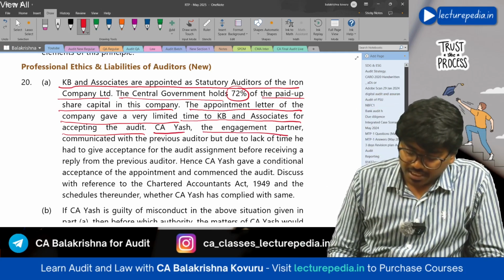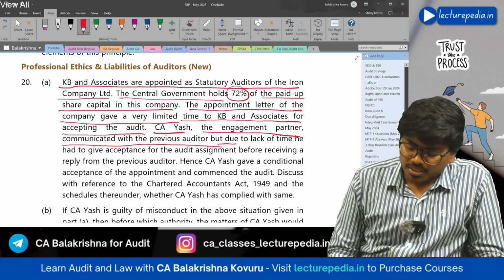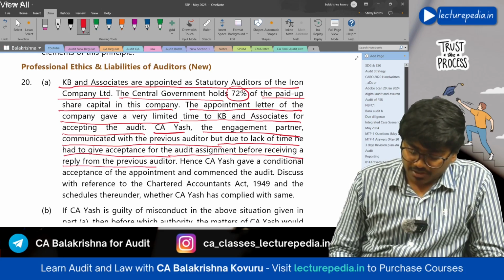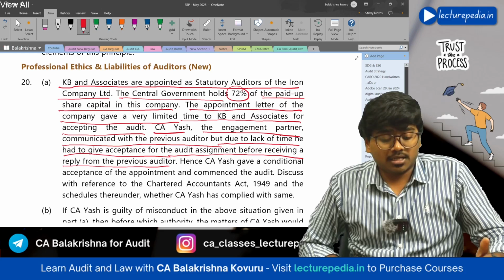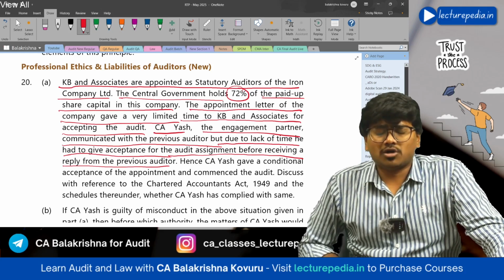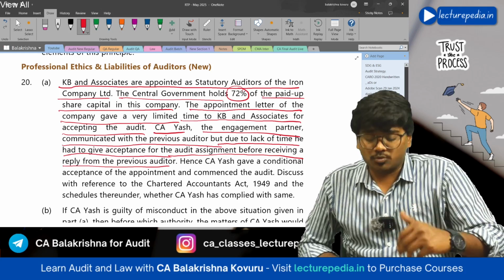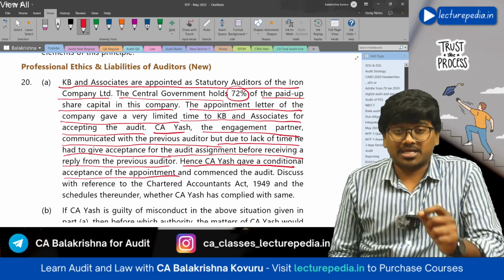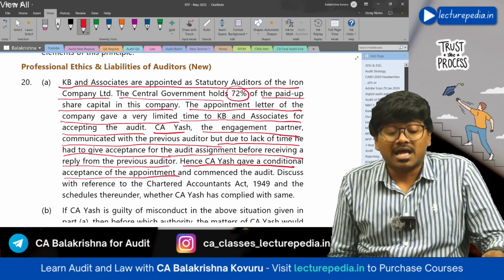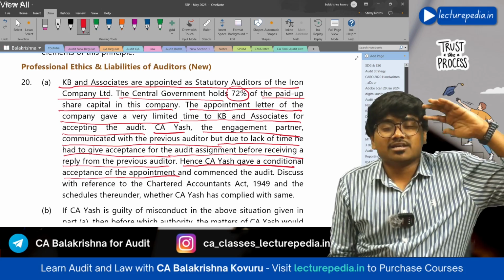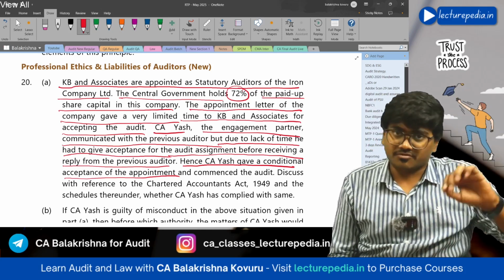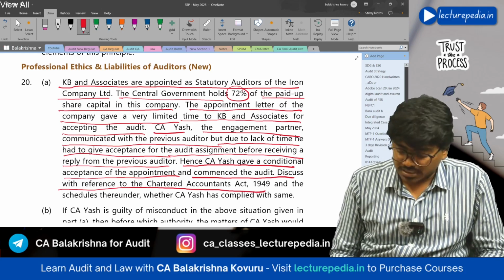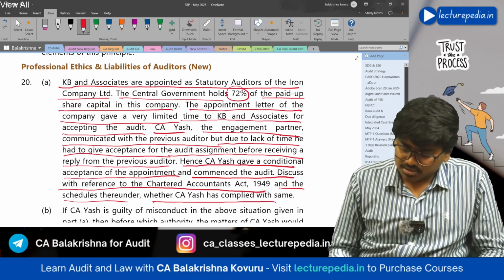Now, CAS, the engagement partner, communicated with the previous auditor, but due to lack of time, he had to give acceptance for the audit assignment before receiving a reply from the previous auditor. He sent the communication to the previous auditor, but because of lack of time, he started the audit work. Hence, CAS gave conditional acceptance of the appointment, subject to the reply from the previous auditor. The current auditor has accepted the work and commenced the audit. Discuss with reference to the Chartered Accountants Act 1949 and the schedules thereunder whether CAS has complied with the same.